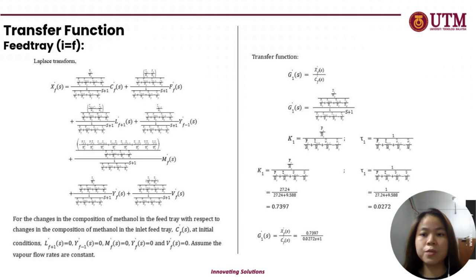After deriving the dynamic models for each section of the column, we move on to develop the transfer functions for selected trays, specifically the feed tray and the top tray. The transfer function represents the relationship between an input variable such as feed composition or flow rate and the output variable, which in our case is the methanol concentration at a certain tray. From the transfer function, we can extract key dynamic parameters like steady-state gain and time constant, which tell us how fast the system responds and how sensitive it is to changes in input. These transfer functions were essential for our later simulation and help us understand the dynamic response of the methanol column.